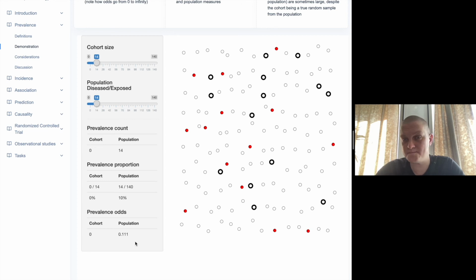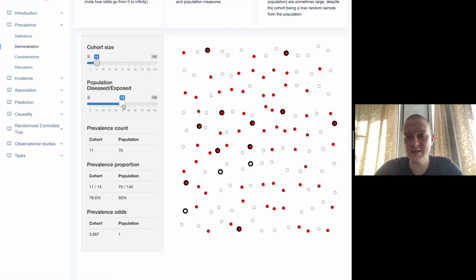This might happen. Obviously, when the count of the factor in the population increases, we're more likely to get somebody in our cohort that has the factor. So if half the population actually have the factor, then in this case, I got 11 in my cohort. I estimated the prevalence proportion as 78.6%, while the true value in the population was half. I estimated the odds as 3.667, while the true odds were 1.